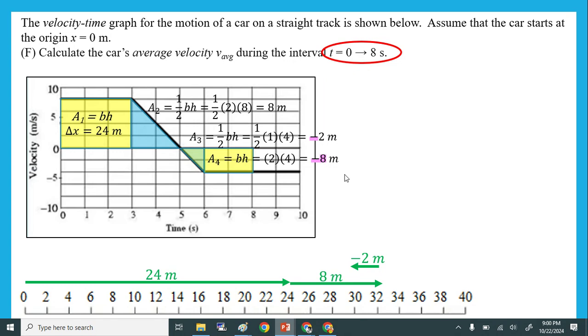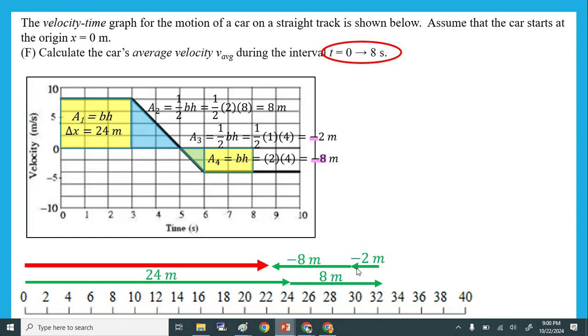So therefore, it asks for average velocity, so all we have to do is really map out where does the car stop at 8 seconds. So everything I've kept the same. During the first 3 seconds, the car has traveled 24 meters to the right. And then from 3 to 5 seconds, it traveled an additional 8 meters to the right. But then from 5 to 6, it went leftward, negative 2. And then from 6 to 8, it went leftward, another negative 8. So that puts me at 22.